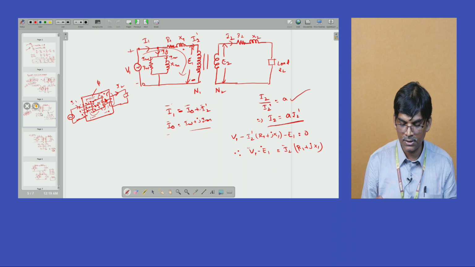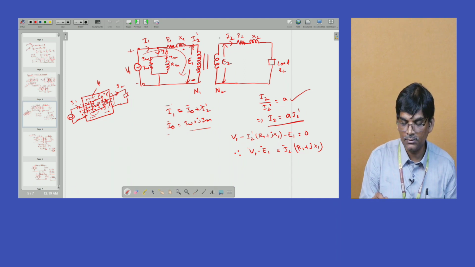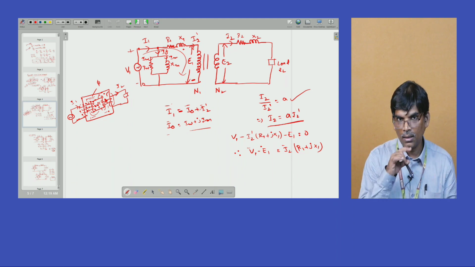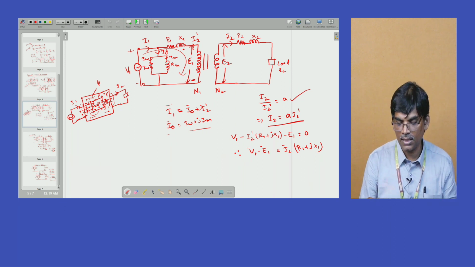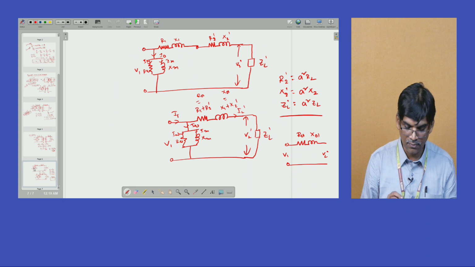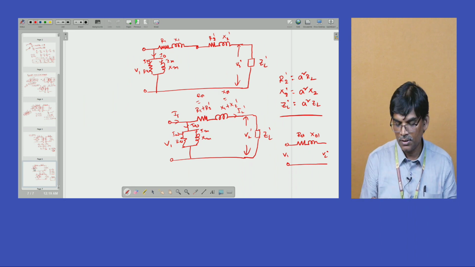For simplicity, by using power invariancy, all the secondary parameters are converted with respect to primary, or all parameters are transferred with respect to secondary. Now we form a simple equivalent circuit. So now we can replace the transformer with this circuit and easily analyze any electrical system.